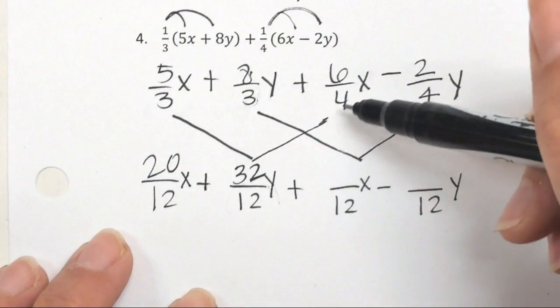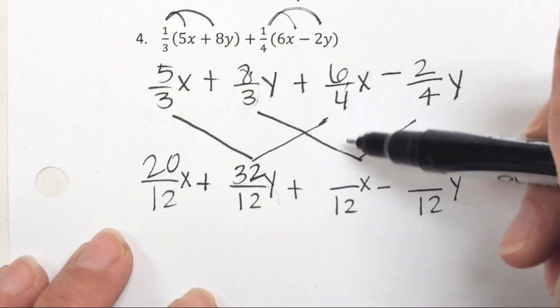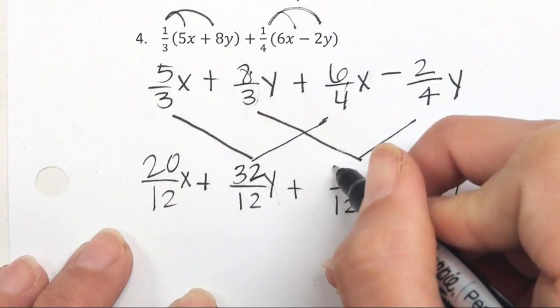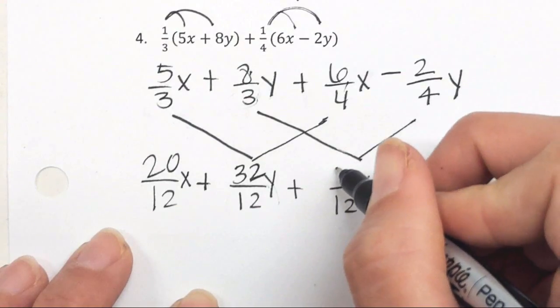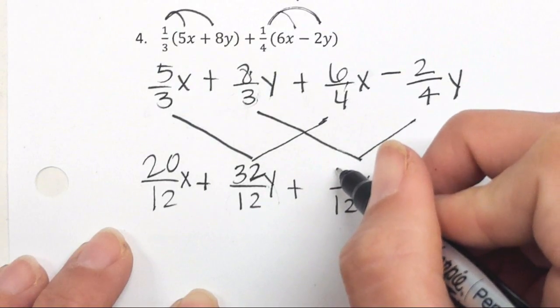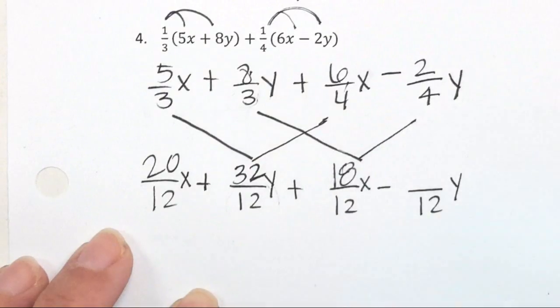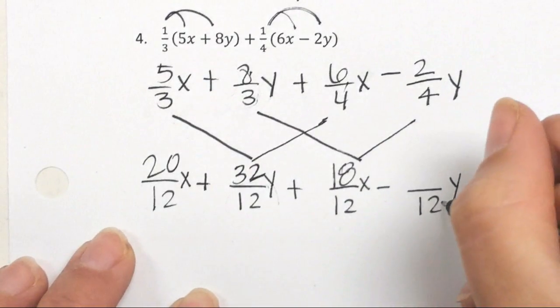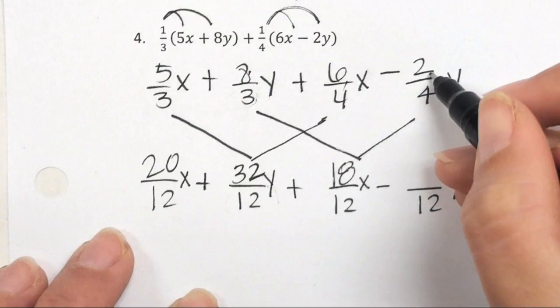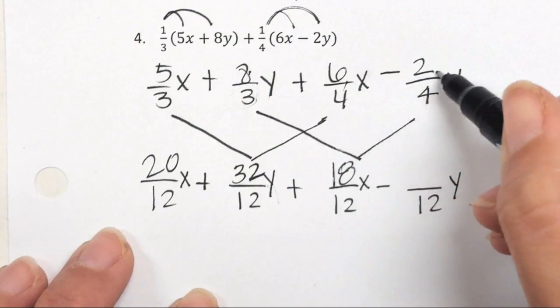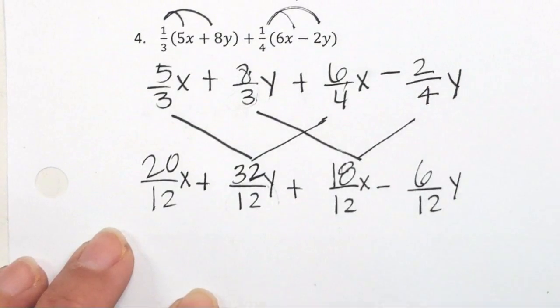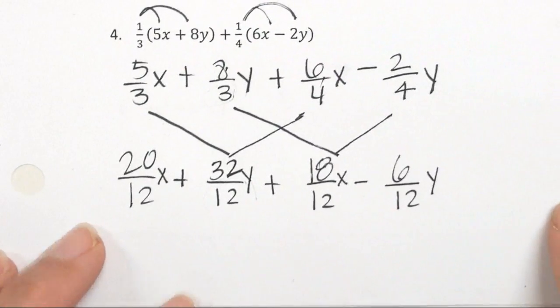Alright, Levi, what would we have to multiply this top by? 3. And we get 9. 18. Alright, Jessica, what would we have to multiply this by? And so we get, good. Any questions about how I got those numerators?